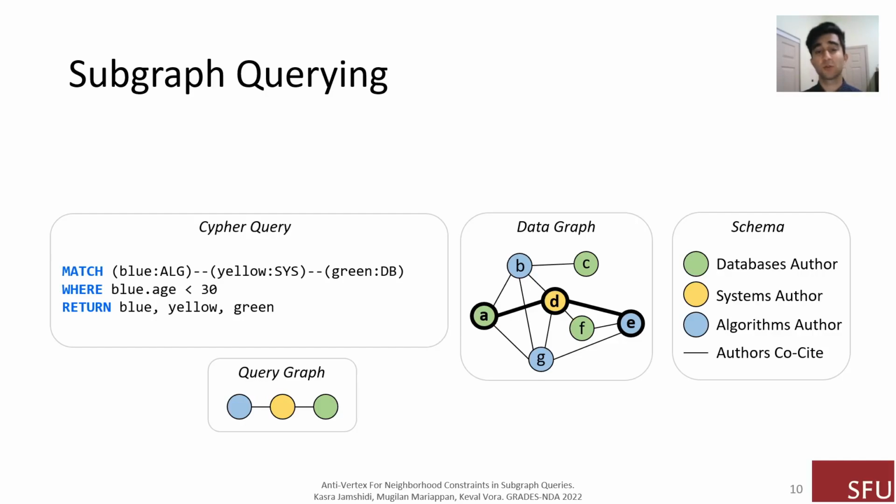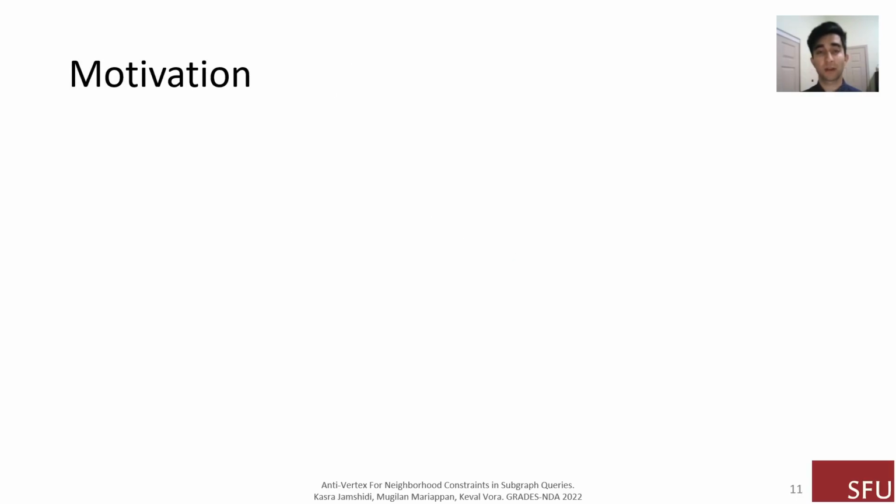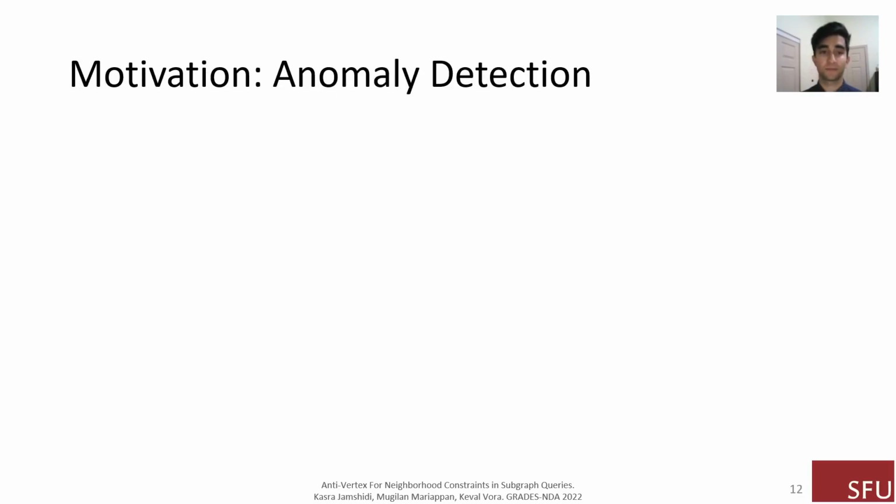This example used the graph schema to filter matches, but in our work, we're interested in constraining the neighborhoods of matching subgraphs. As we're going to see, this is going to be difficult, so let's take a look at a motivating use case, anomaly detection.